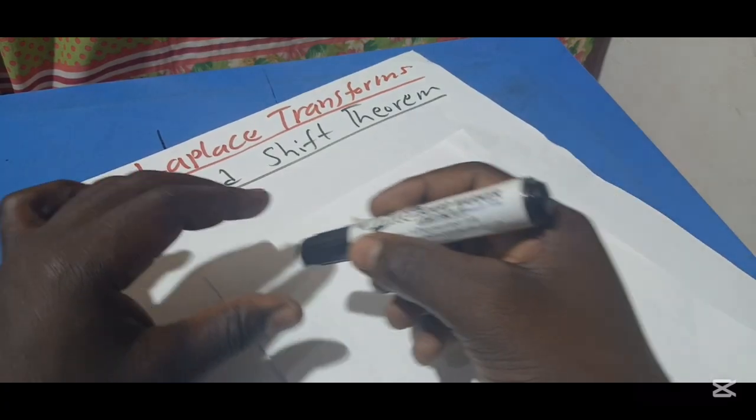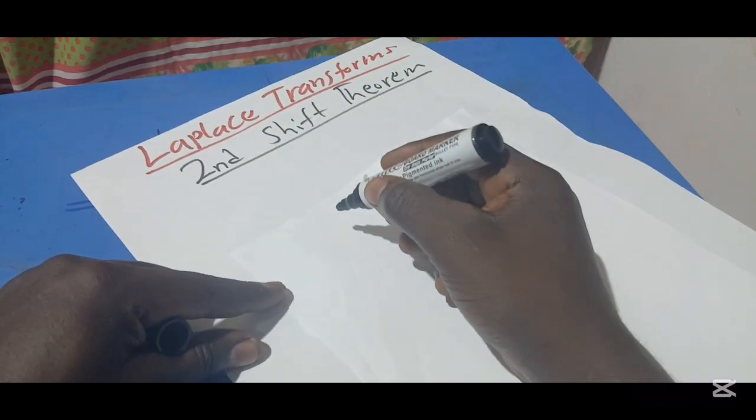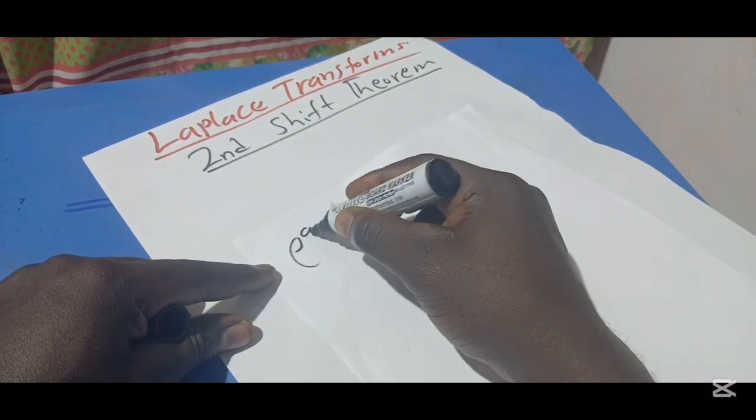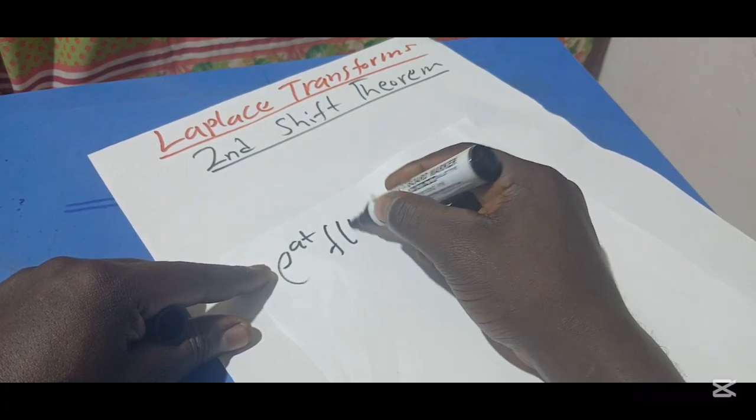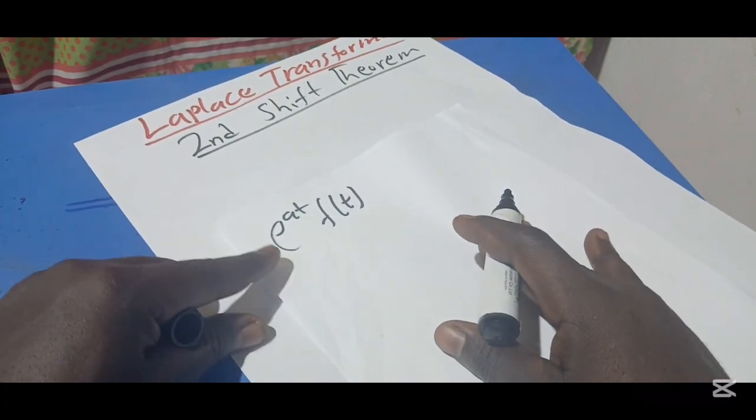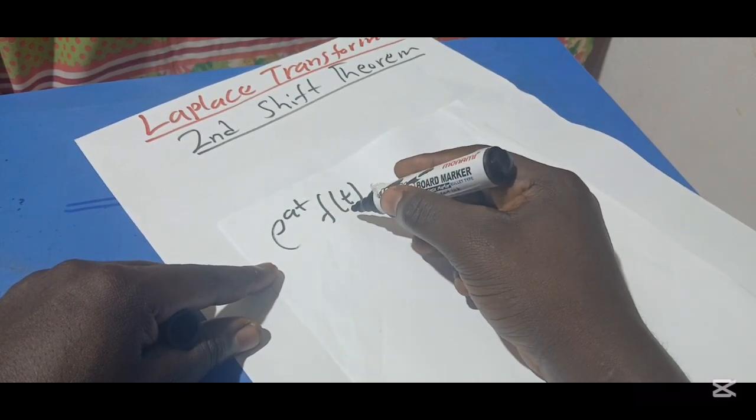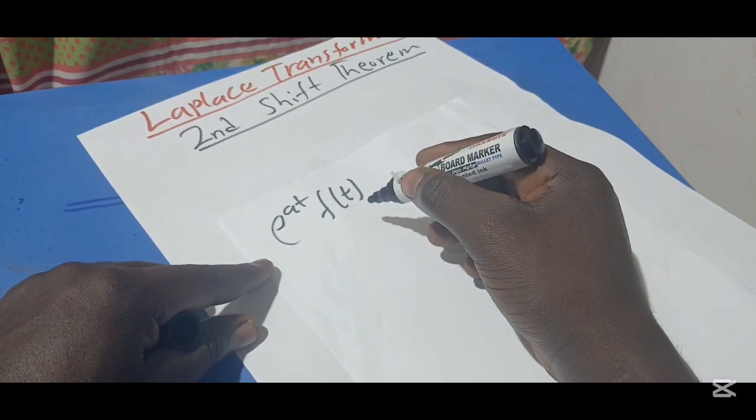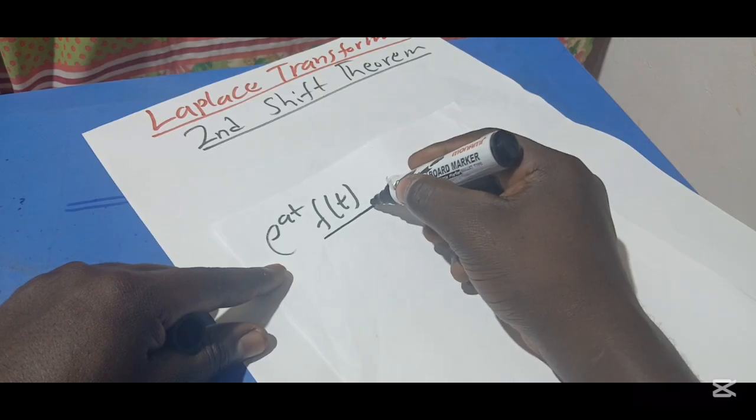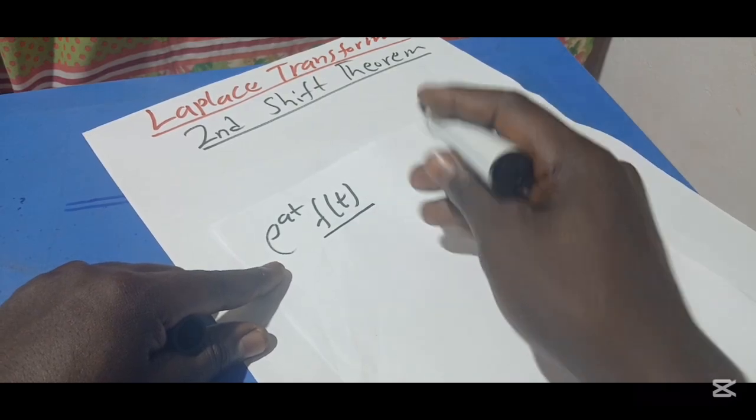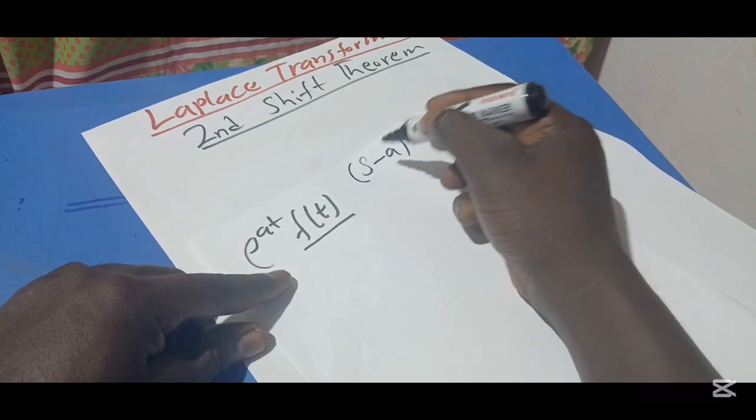A quick revision on the first shifting theorem. For the first shifting theorem, we dealt with, let's say, an exponential function e to the power at multiplying a function f of t, which can be a cosine function or sine function. For that one, we just write the Laplace transform for the second function, f of t, and then wherever we see s, we replace it by s minus a.